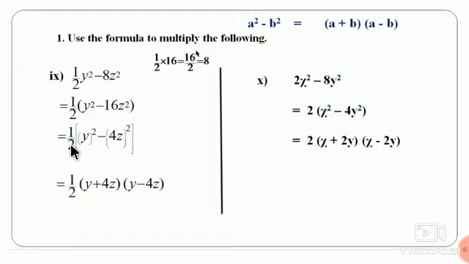So 1 upon 2, y square minus the square root of 16 is 4z, bracket square. So this is the first term y. Another term is 4z, plus 4z, y minus 4z.